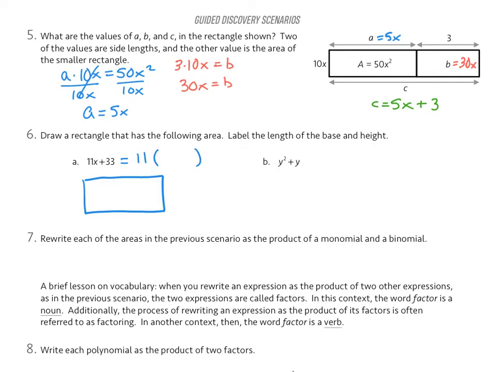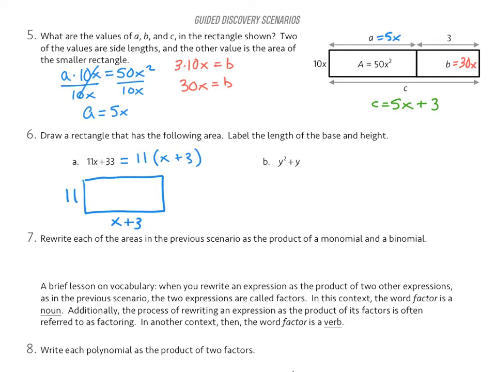11 times what would equal x? That would be 11 times x. And then 11 times this equals 33. That must be 3. So 11 times x plus 3 equals this, so I can let these be the side lengths of this rectangle shown. It doesn't matter which side you put them on. I'll put 11 here and x plus 3 here. That rectangle has an area of 11x plus 33.